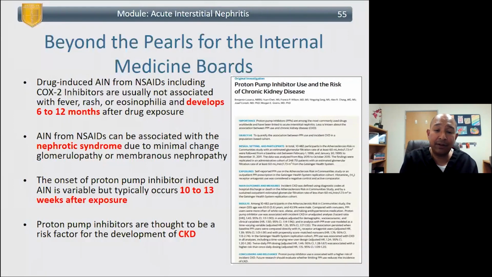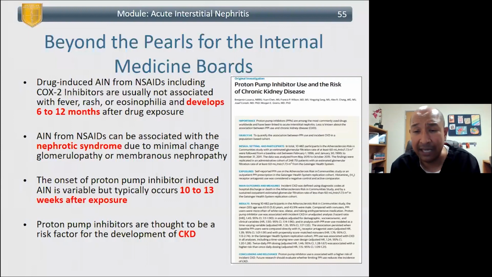But I really want to jump down to the bottom point that proton pump inhibitors are thought to be a risk factor for development of CKD. And some of these proton pump inhibitors induce AIN, maybe 10 to 13 weeks after exposure. And I put a little article up here because the thought process is that PPIs are not as benign as we think. They do a great job. Sometimes you really need to be on them.